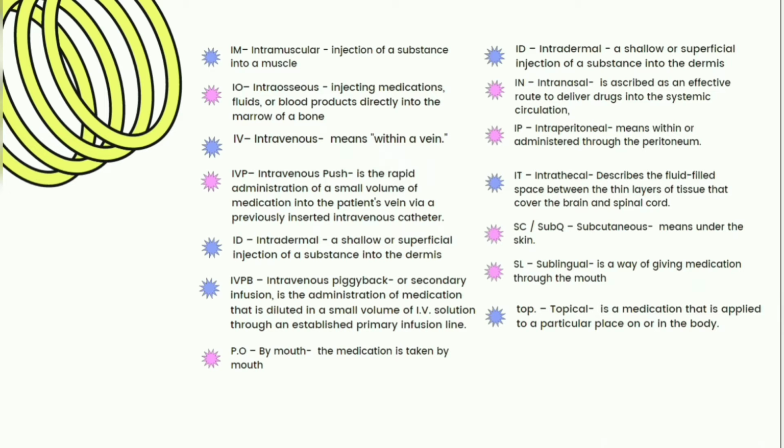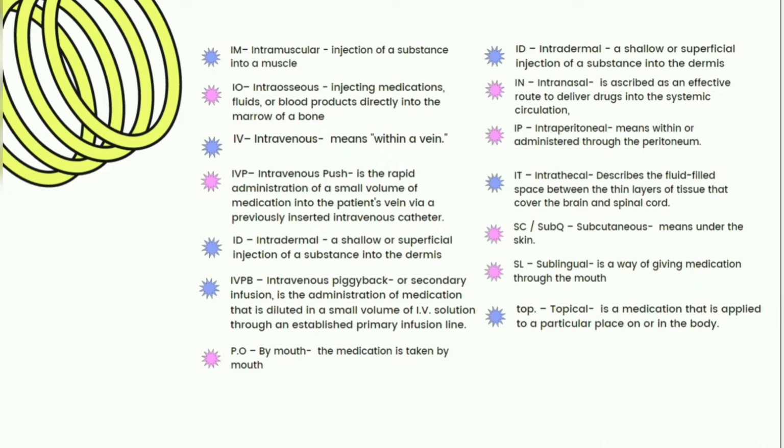Next, we have the IVPB or the intravenous piggyback or secondary infusion. This is the administration of medicine that is diluted in a small volume of the IV solution through an established primary infusion line. The piggyback can be administered by gravity or via an IV infusion pump.